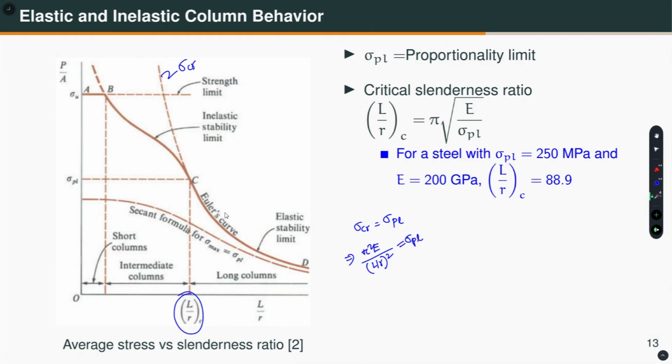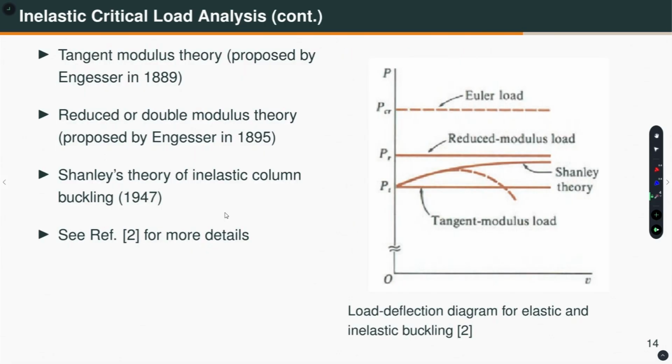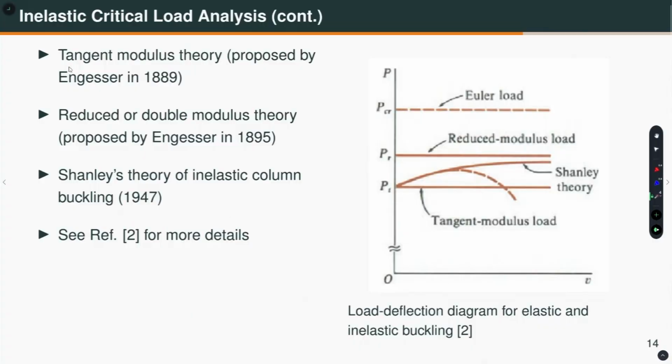inelastic critical load. Okay. There are primarily two theories for inelastic critical load analysis, and in this course I am not going to get into the details of the theory, but nevertheless I will mention. So, one is called the tangent modulus theory, which was proposed by Engesser in 1889.